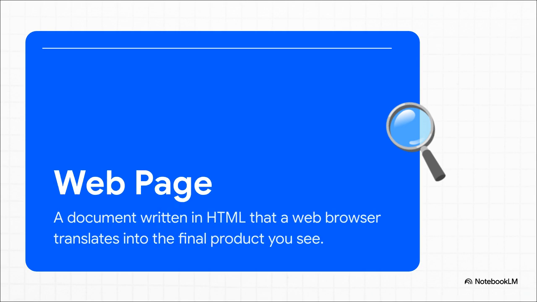And boom, you put those 2 concepts together and you get a web page. It's just a document written in HTML that your web browser, Chrome, Safari, whatever you use, reads and translates into the finished product you see on your screen. So the HTML is the blueprint and the web page is the finished house.